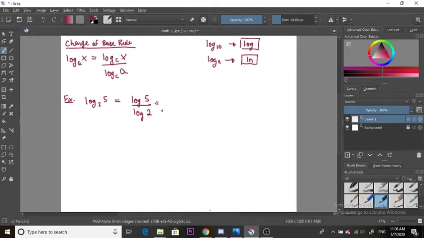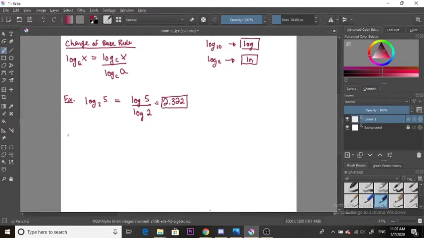So in my calculator, I'm going to press my log button, and then I'm going to type in 5, and then I'm going to divide by the log of 2. And that will give me an answer of 2.322. And here is my numerical value.